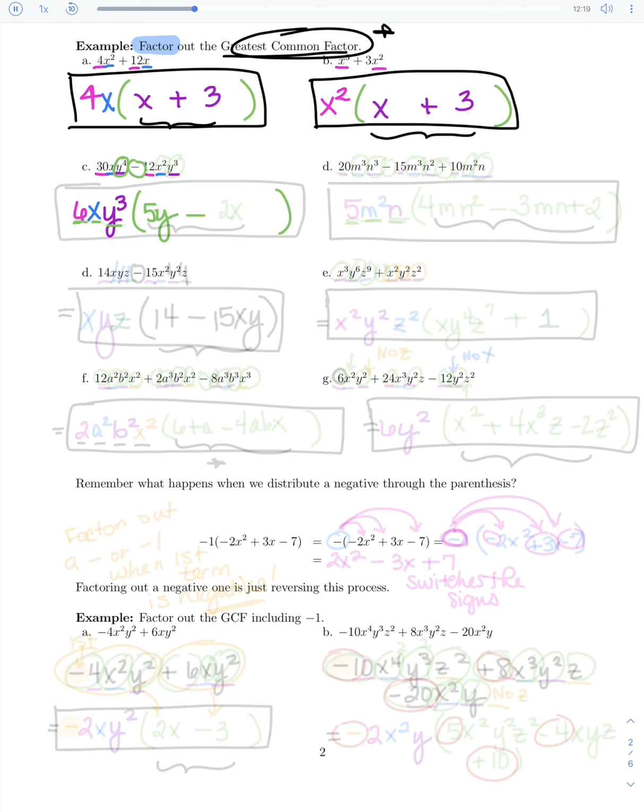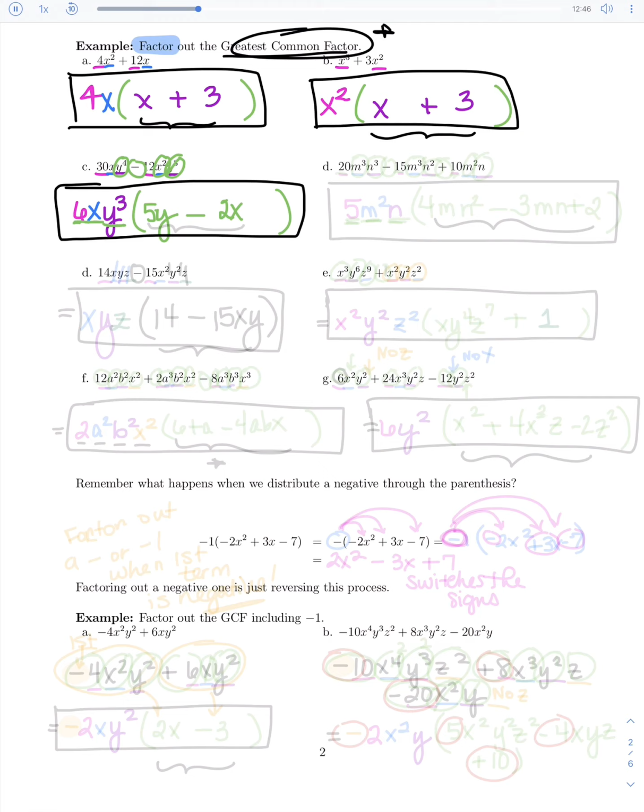Now 6 dividing into the 12 would leave us with a 2 on the second term. But here's the problem. We're only going to pull out one x out of the 2x, so I'll still have an x left over. Now I'm going to pull out 3 y's. Well, if I pull out 3 y's, then they're all gone, and I'll just have the 2 and the x left. And that's it. So I've got 6xy cubed times, in parentheses, the 5y minus 2x.